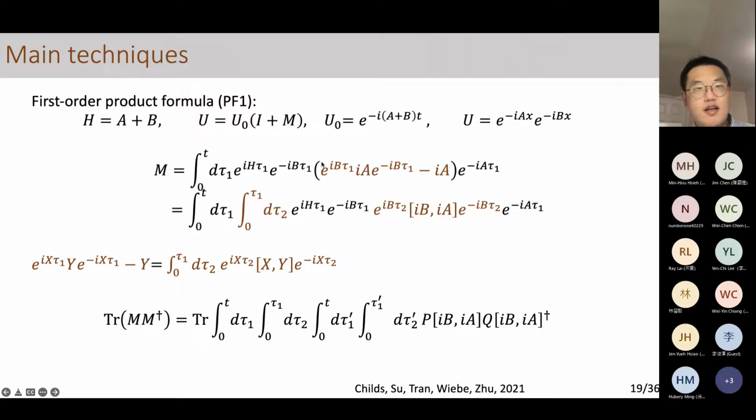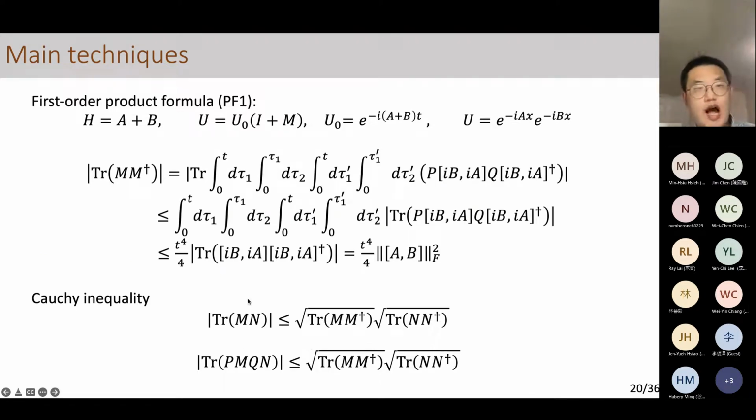Here, in the first order Trotter formula, the multiplicative error can be expressed as a two-layer integral of some operators. This operator is a commutator of A and B. But in our case, we want to know the trace of M times M dagger. That is a trace of the integrals of some unitary times the commutator times another unitary times the commutator, right? And we could use the Cauchy-Schwarz inequality to upper bound this one. Then we could remove these unitaries P and Q, and the upper bound is related just to the Frobenius norm of the commutator of A and B. So that's the key technique we use here. So the key problem now is how to estimate this Frobenius norm of the commutator of A and B.